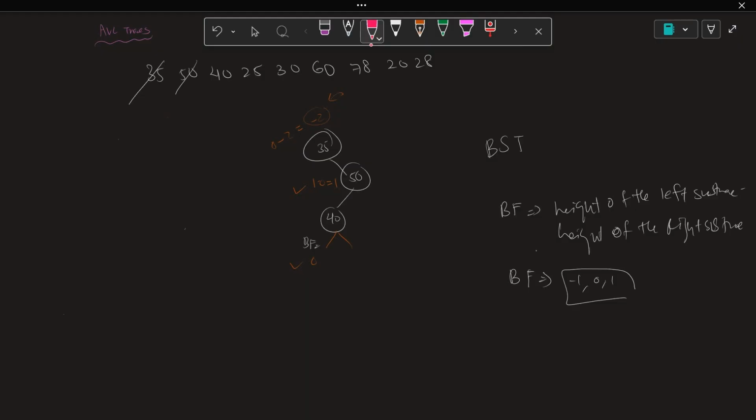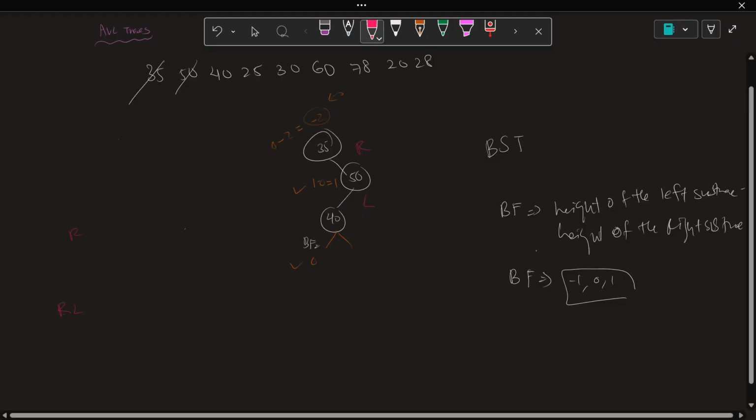For this, you basically go ahead and check first which type of unbalance it is. For example, here you see this is going towards the right. So this is right, and then from 50 you're moving to the left, so that means it's right left. So you have this type, right left.